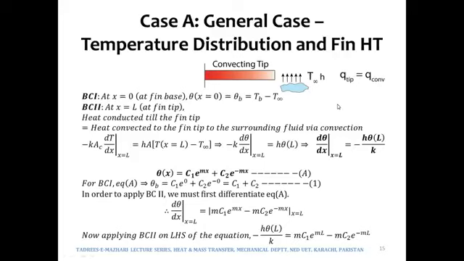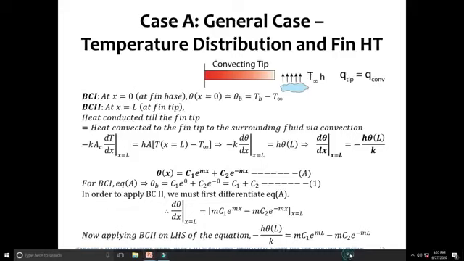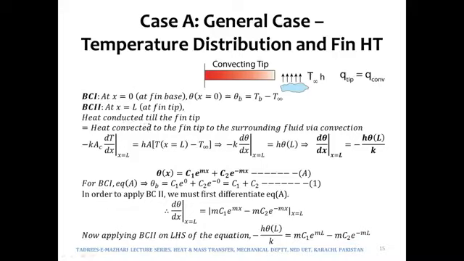The case A, which is the general case, says that at the tip of the fin, the heat which has been conducted till the tip of the fin is convected away by the surrounding fluid via convection. So minus Ka times d theta by dx at x is equal to L was hA times Ts minus T infinity, and we had then written that T minus T infinity as theta, and areas had got cancelled out. So d theta by dx at x is equal to L would be minus h theta upon k.